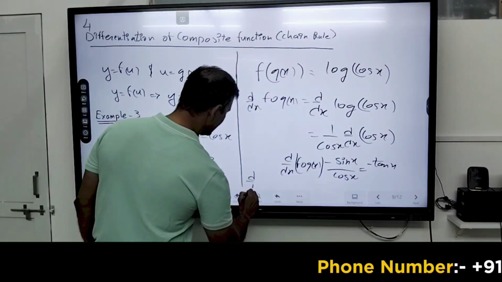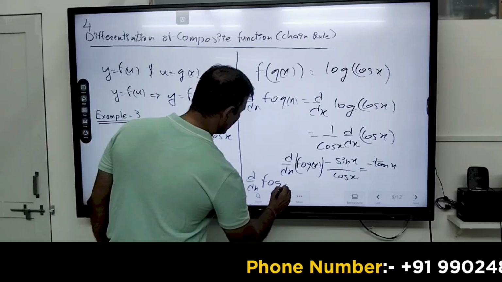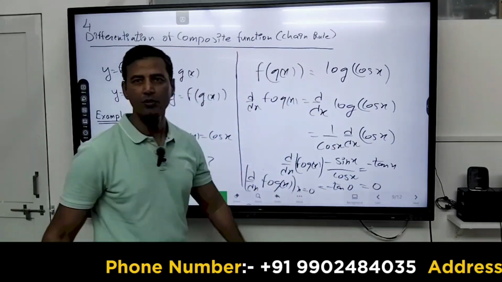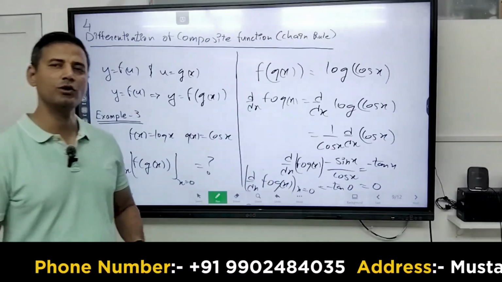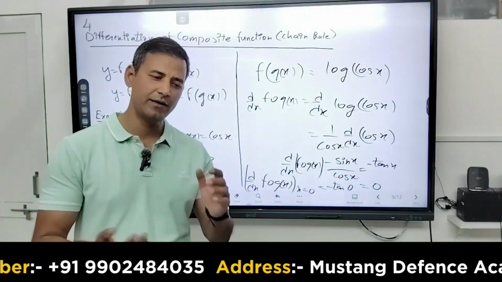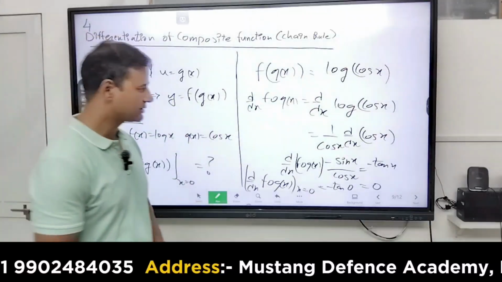Now d by dx of fog of x is equal to minus tan of 0, which will be equal to 0 again. So this is how you solve or differentiate composite functions.